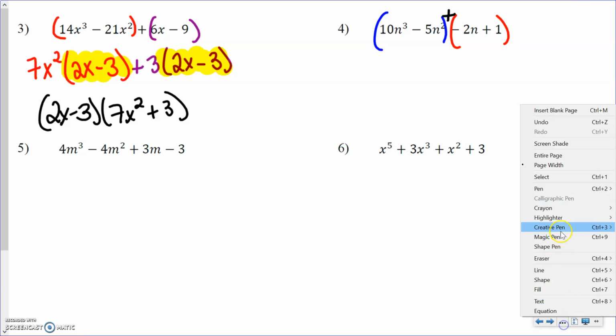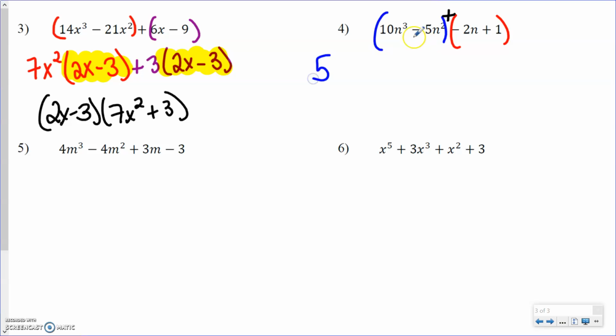Okay, for the blue group, I can divide 10 and 5 by 5. They also have n squared in common. So 10 divided by 5 is 2. I have 3 n's and I took 2 out, so I have 1 left. Negative 5 divided by 5 is negative 1, and I took both n's out.